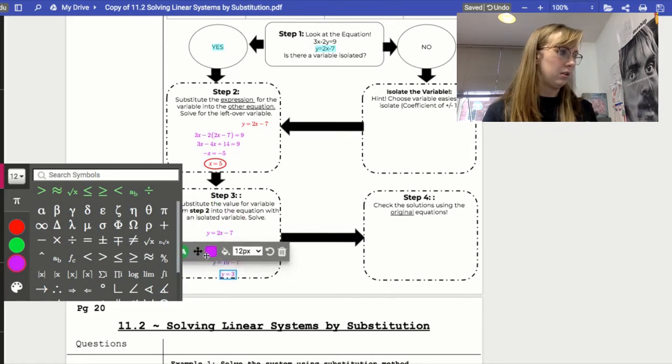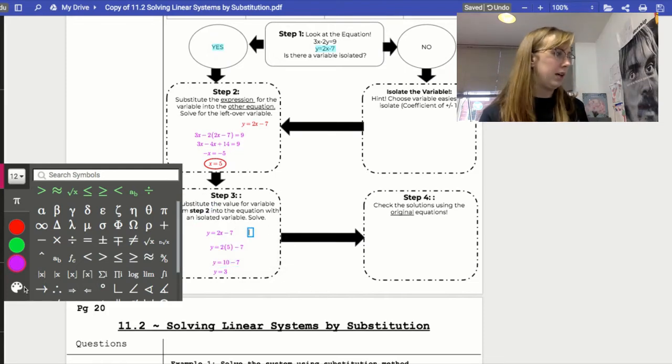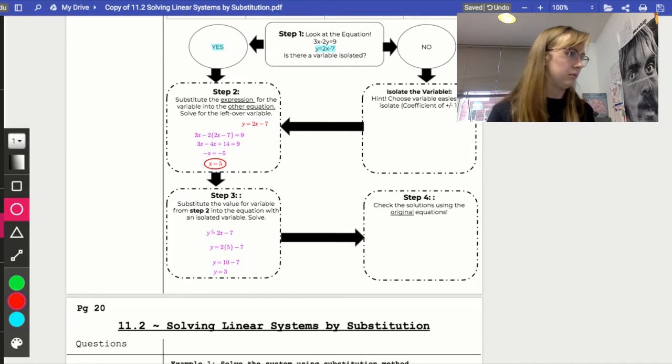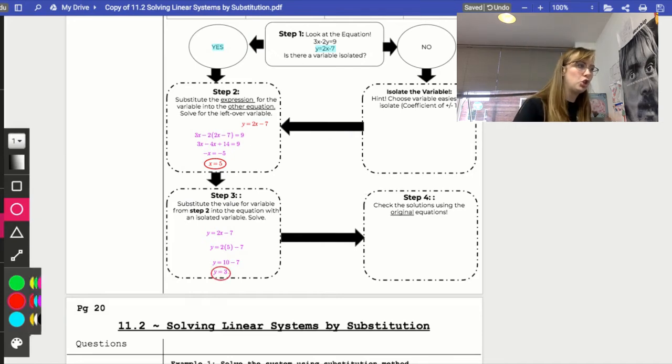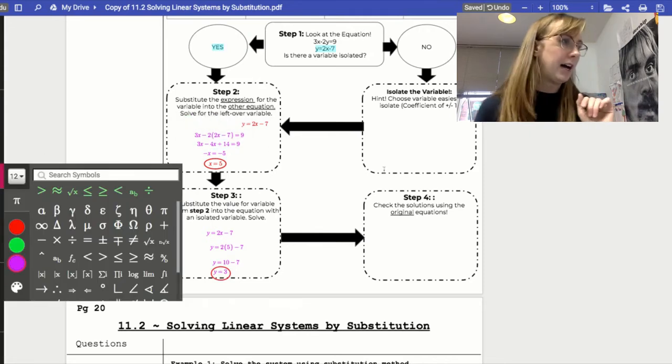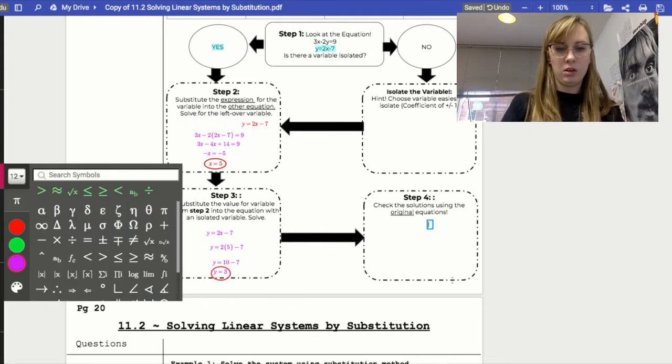All right, now let's get this all looking pretty. We'll just leave it like that. All right, so now I got y is equal to 3. And again, circling that. So based on this, I know that my solution should be the point 5, 3. So I know my answer should be 5, 3.